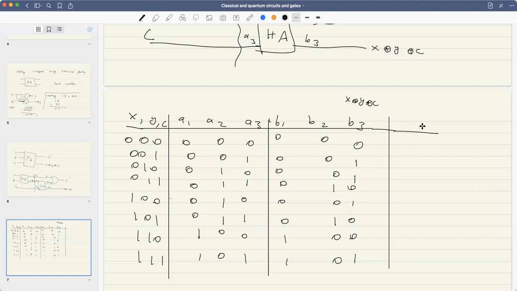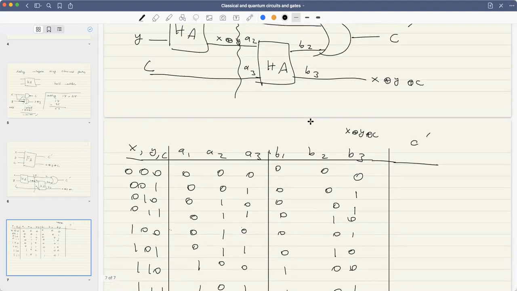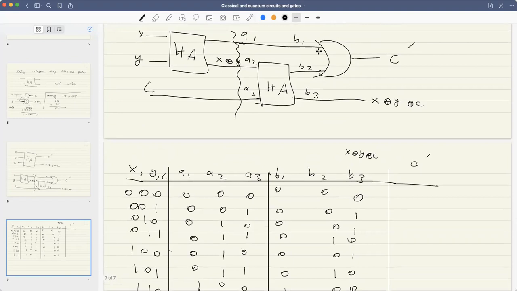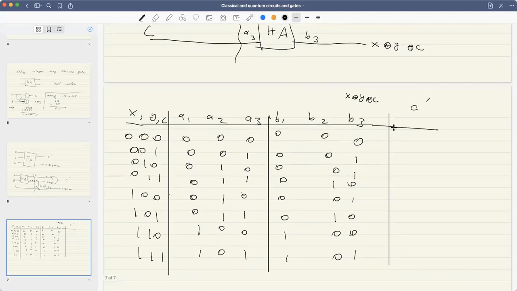And then let's do C prime here, which is B1 or B2. So it's going to be 0, 0, 0, then a 1 here, 0, 1, 1, 1. All right, so we can check that here where we had a 1 plus 1, it's 2, so it has a carryover of 1. And again, these last ones have either 2 or 3 1s, so they give a carryover of 1.